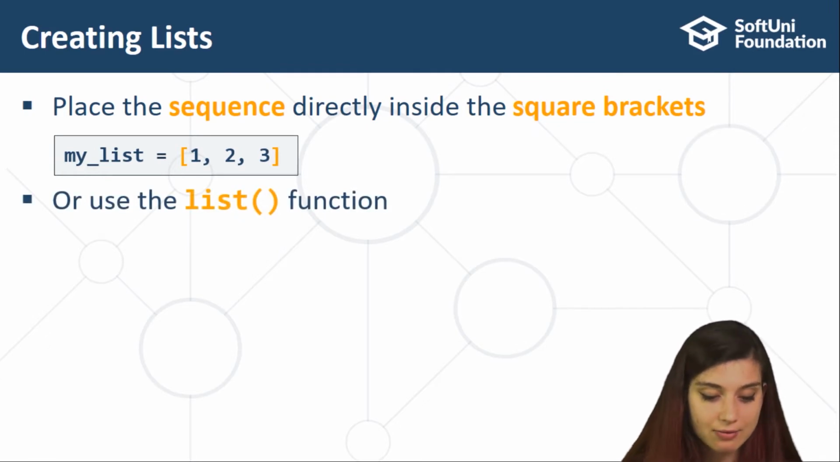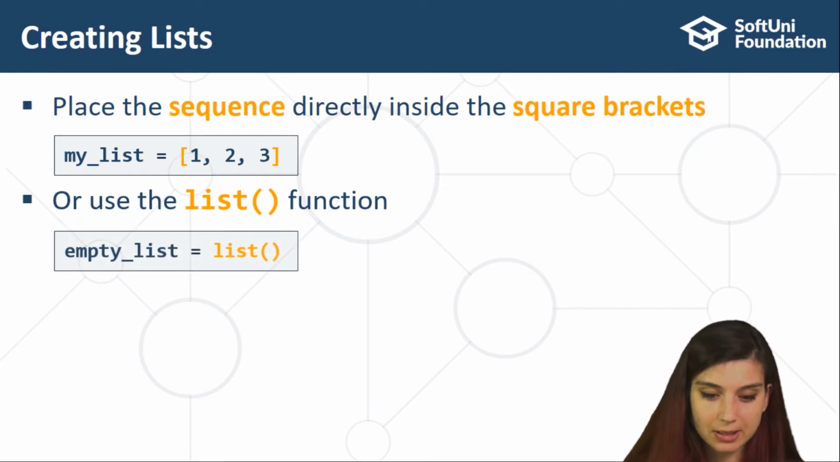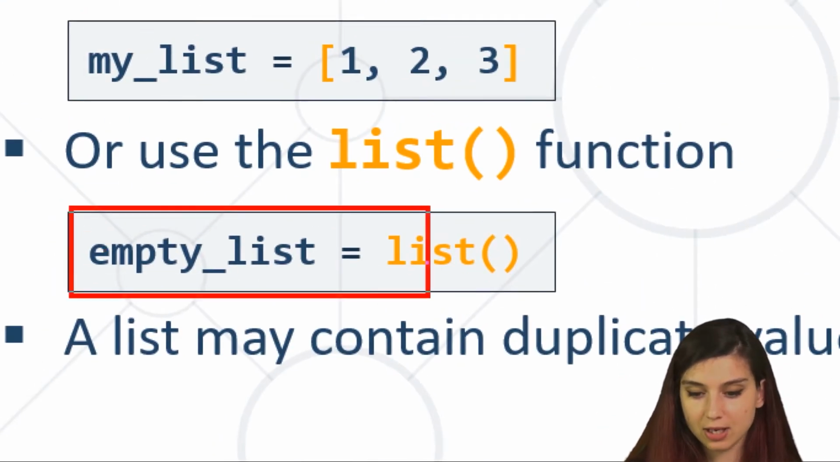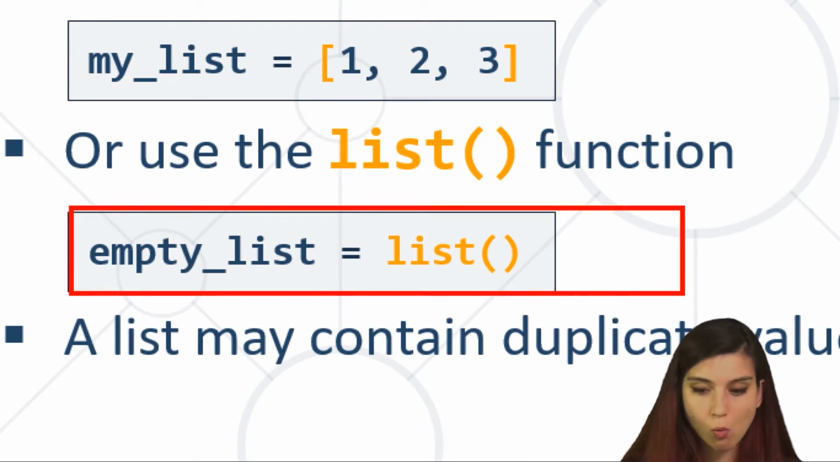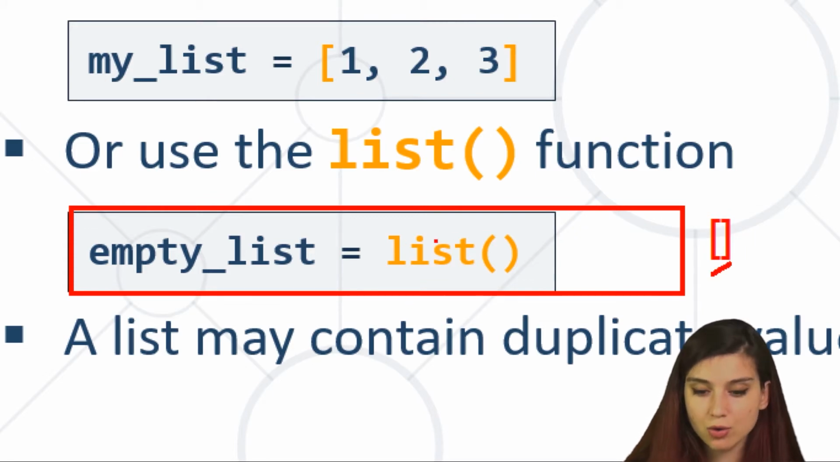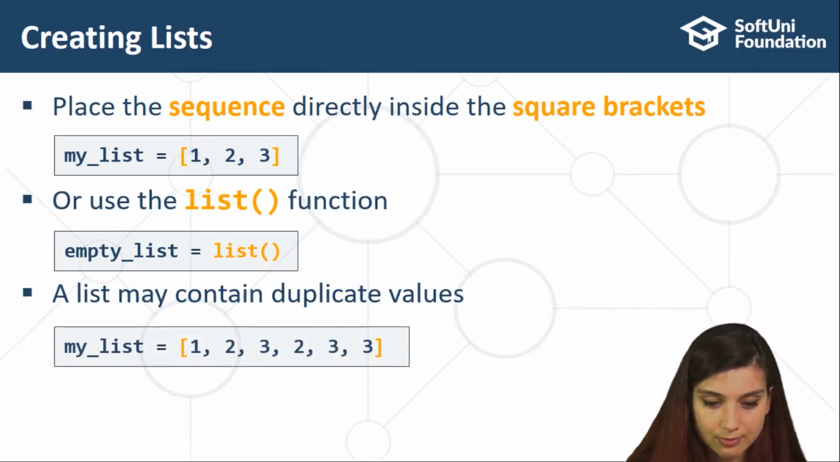Okay, now we have the list function, and it is very interesting to see what we can do with it, and I will show you in a minute. Here we see again how we can create an empty list. So we have two options. One is just to use square brackets and nothing between them, or using the built-in function called list.